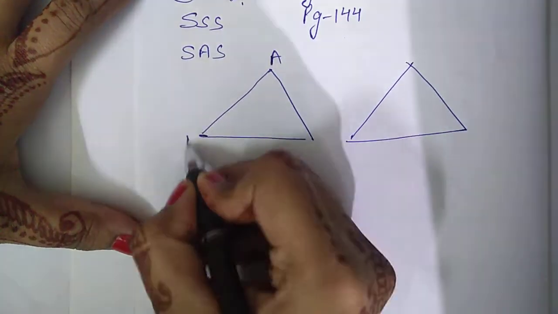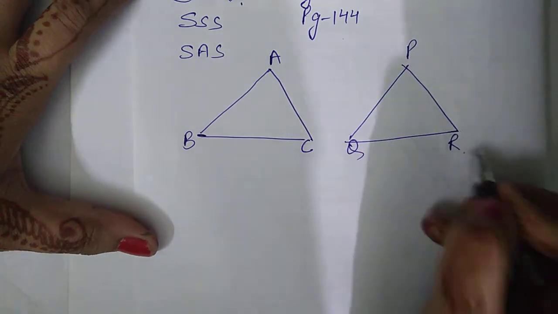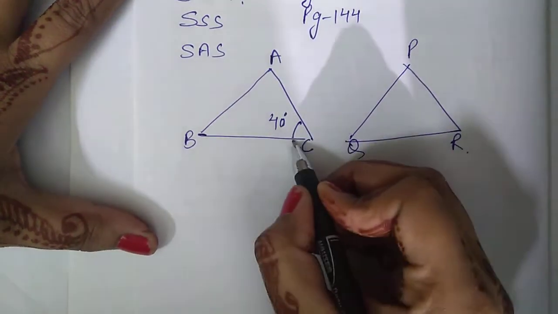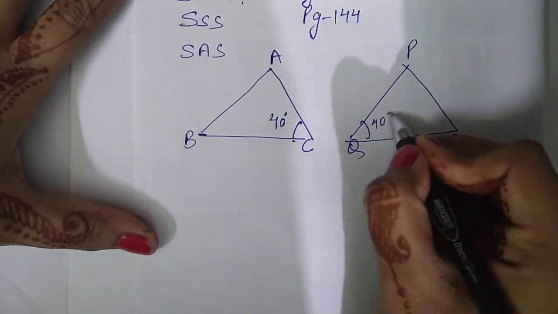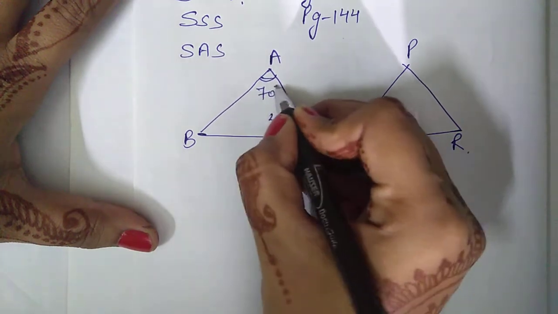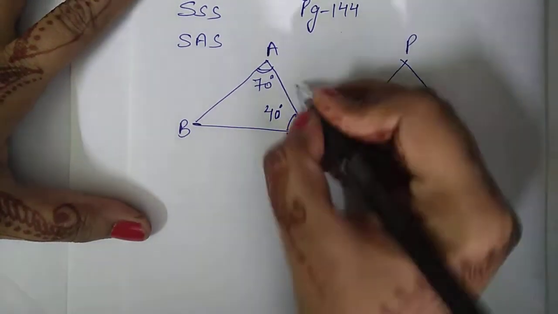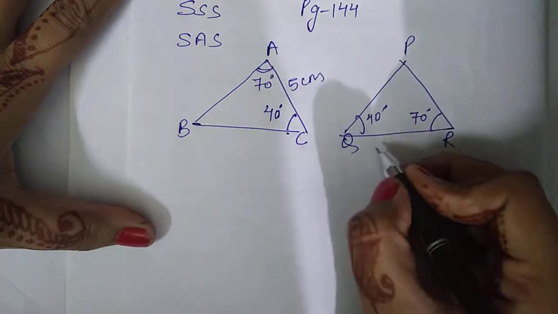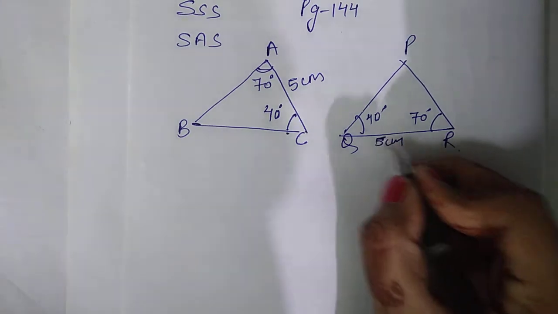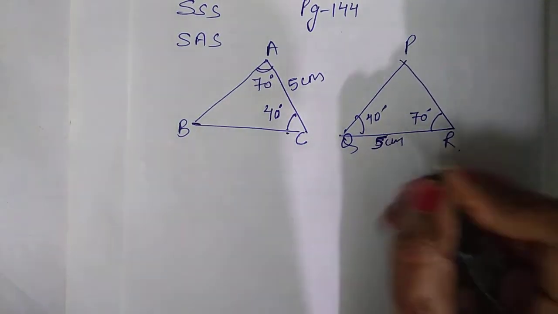they may be triangle ABC and triangle PQR. Let this angle be 40 degrees, and take this angle as 40 degrees. Now let it be 70 degrees, and here I am taking this as 70 degrees, and this is 5 centimeter, and this is also 5 centimeter. Here I am just explaining. I have two triangles, the measurements are indicated.